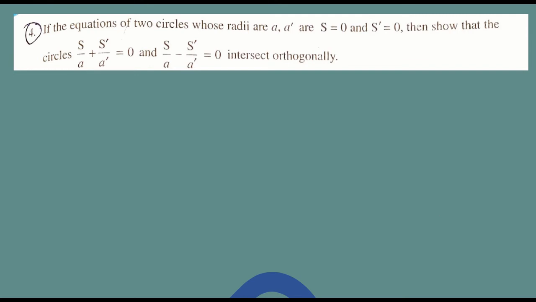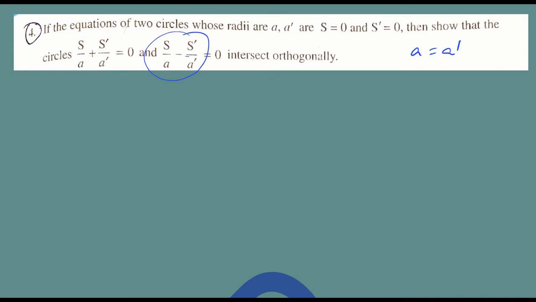Okay, in this problem, he is supposed to give a is not equal to a dash. Observe that if a is equal to a dash, then here I can clear the denominator, and that won't be a circle at all. I'll get S minus S dash equal to 0.